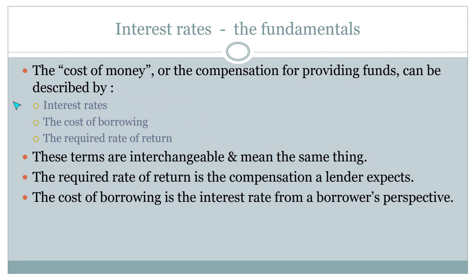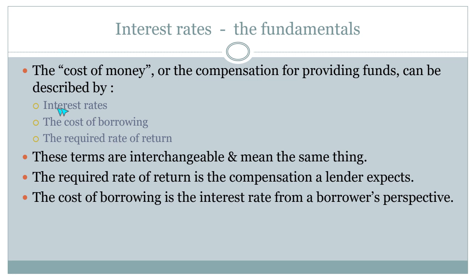So if you are an investor and you are borrowing money, probably the most important thing you need to know is what that investment is going to cost you in terms of the interest that you will pay. If you were borrowing money, the interest rate would be the interest rate that you would be paying. The cost of borrowing would be the cost to you of borrowing. And the required rate of return would be the required rate of return of the entity that you were borrowing the money from.